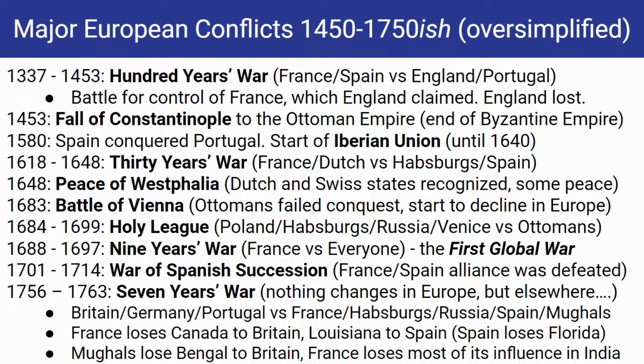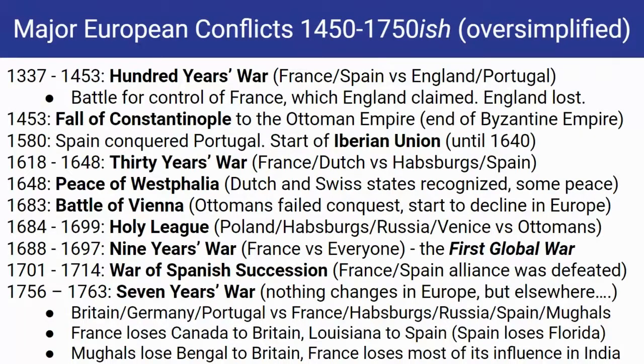The next big conflict, and a lot of these are years. There's ones on here that I didn't cover, there's other X number of years wars. But the 30 Years' War was really fought between France and the Dutch, and then the Habsburgs, which were really a German-Austrian monarchy I'm going to talk about in a second, and Spain. And those two end up being allied, as I'm going to talk about in a second, under the banner of the Habsburgs and the Holy Roman Empire.